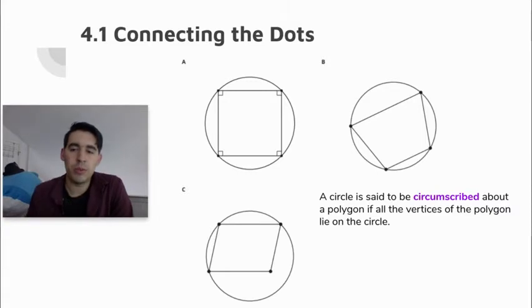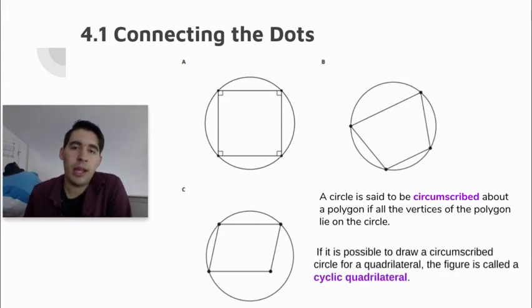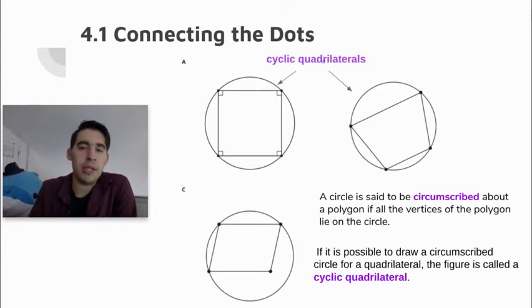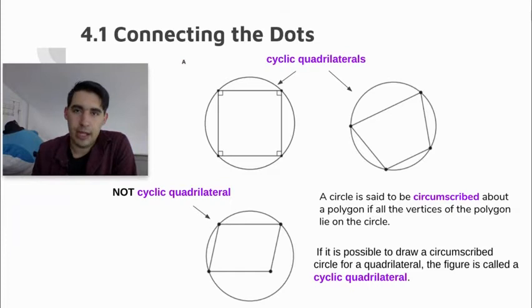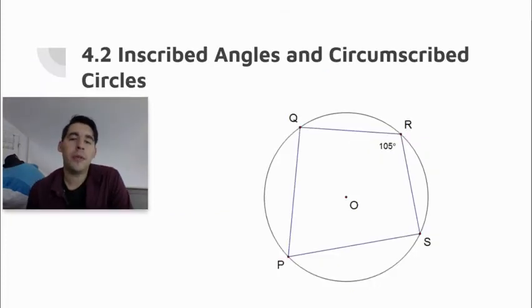So all of these, we're trying to circumscribe the polygon. Now, if this does manage to work, we call that a cyclic quadrilateral. It's a special type of quadrilateral because, as we can see, they don't always work. So A and B up top here would be perfect examples of cyclic quadrilaterals, and the one down here is not.